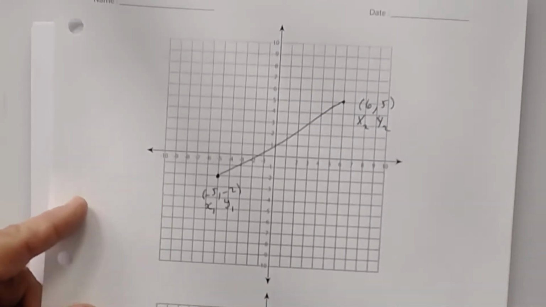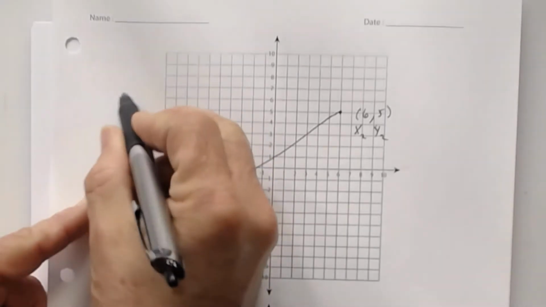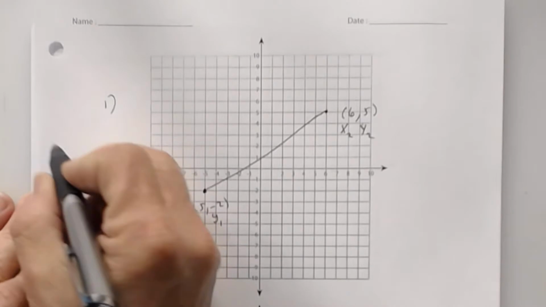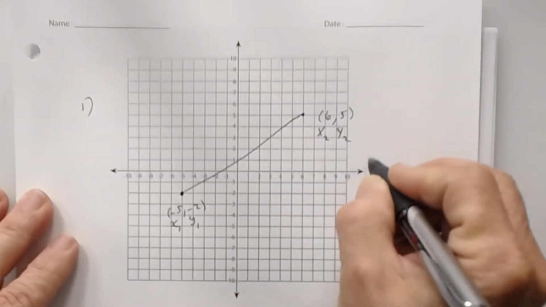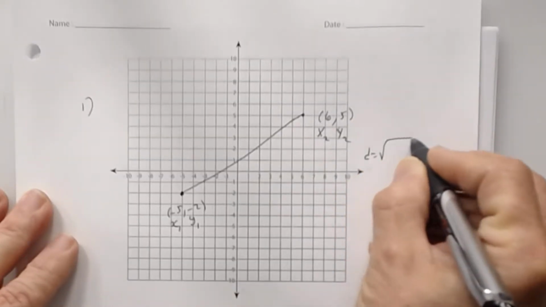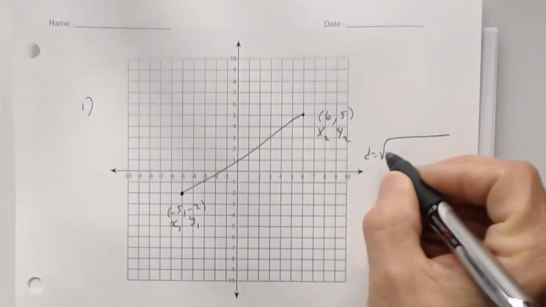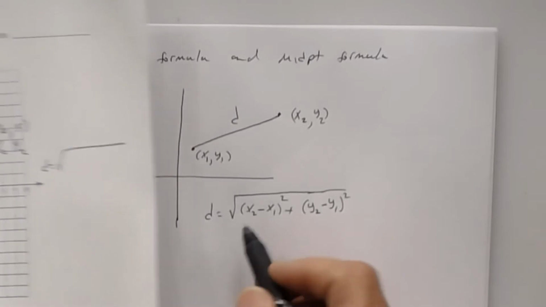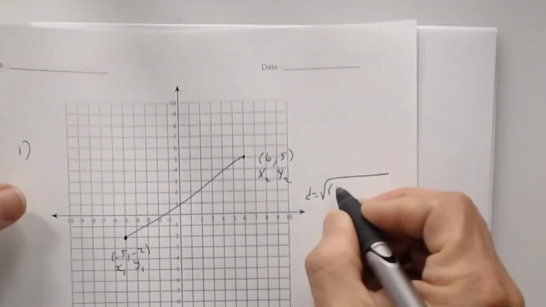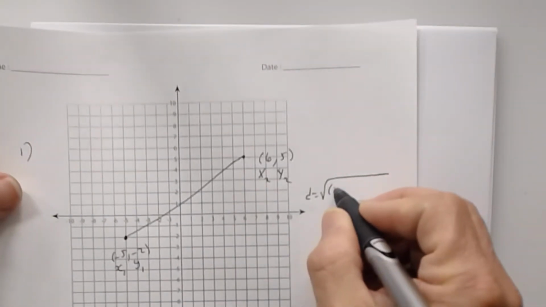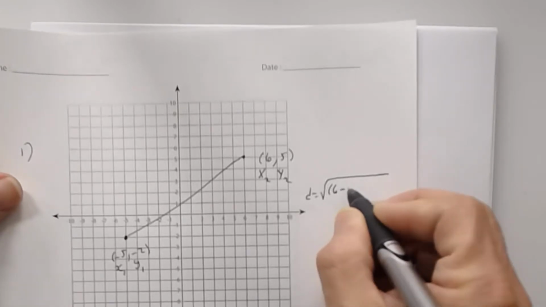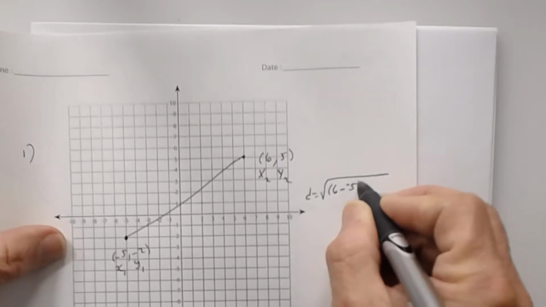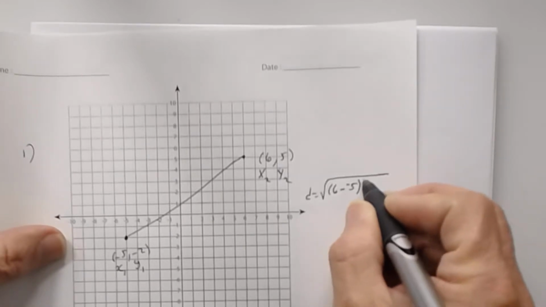Plug and chug into this. All right, so then you're going to say distance equals the square root of... remember the formula, look at the formula, square root of, parentheses, x2 first. What's x2? 6. Subtract x1. What's x1? Negative 5. And then whatever that is, I'm going to do what to it?